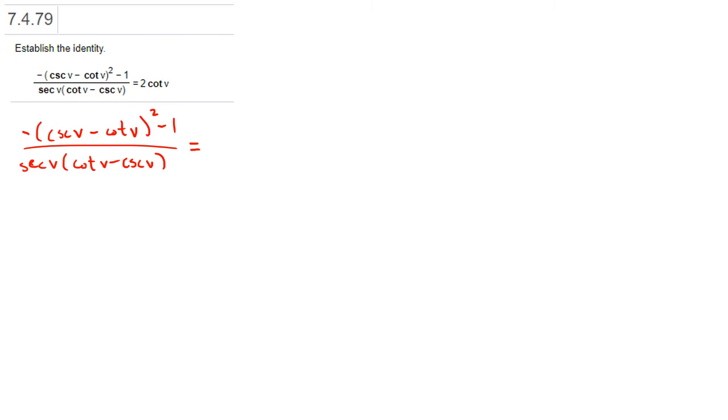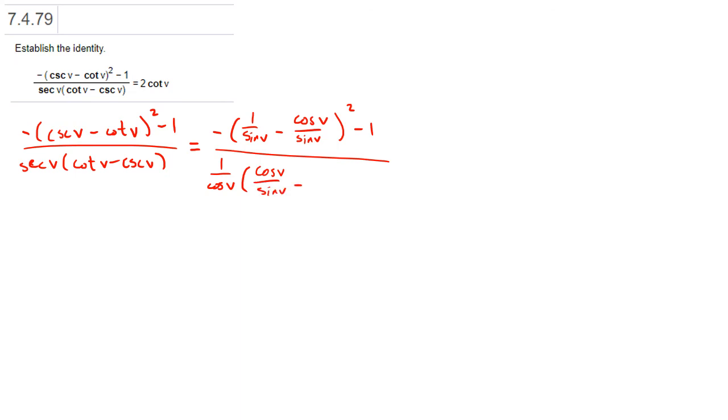Okay, so negative, parenthesis, cosecant is 1 over sine v. Cotangent is cosine v over sine v. That's all still got to be squared, minus 1, all over 1 over the cosine of v times, parenthesis, cosine v over sine v minus 1 over sine v.